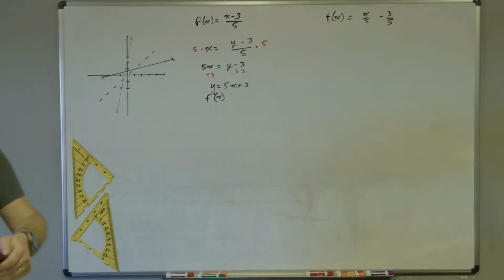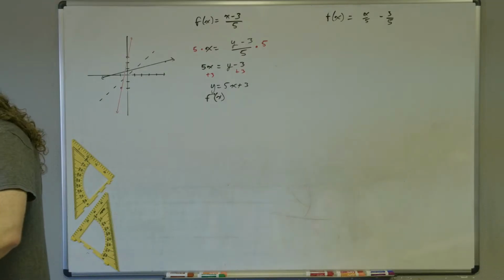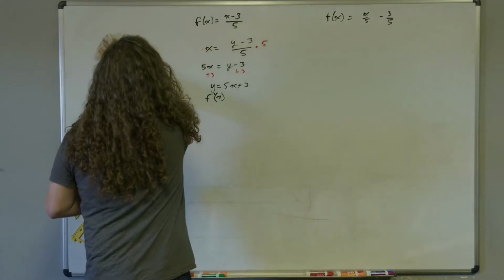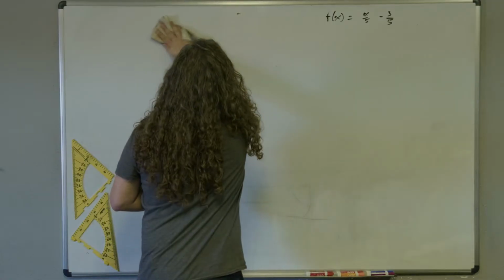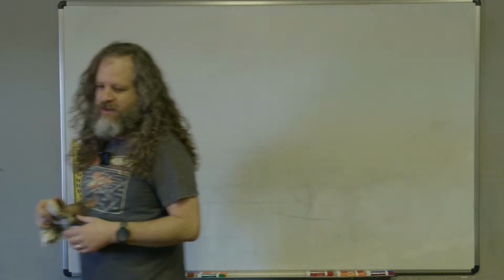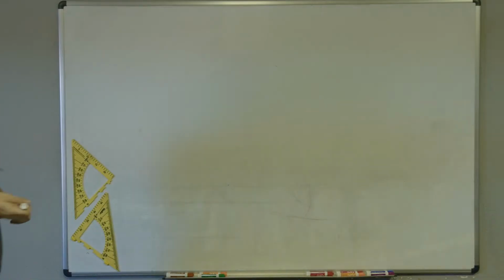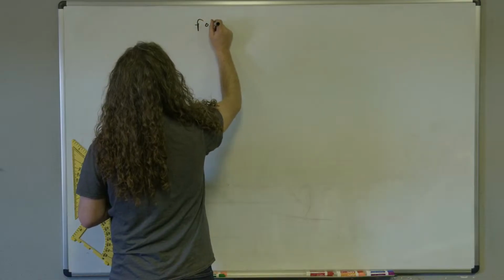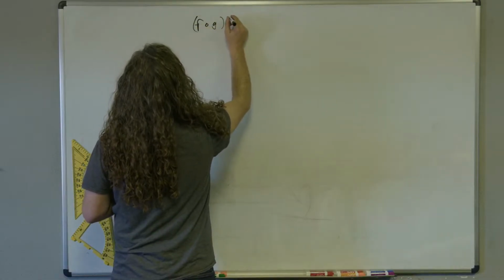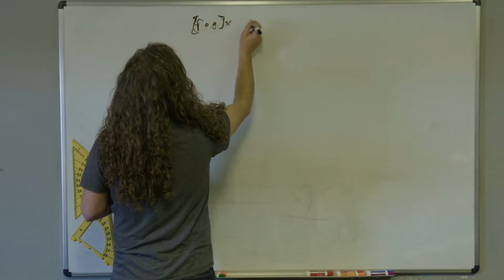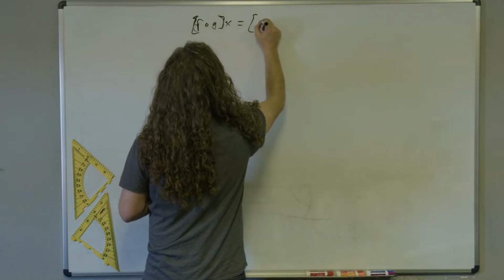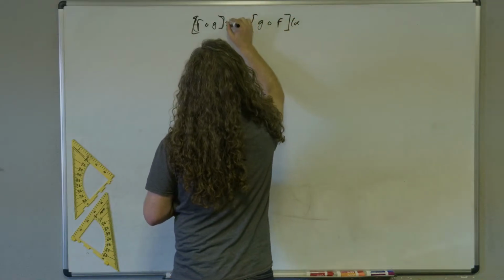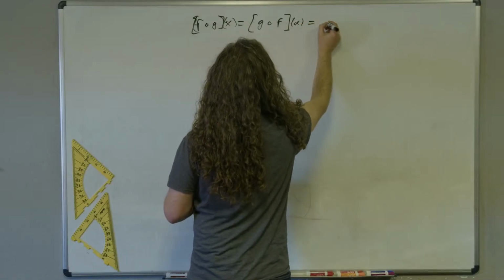Yeah, there's one more thing that I need to teach you, and then I will let you go. That is questions where it says, are these two functions inverses of each other? If two functions are inverses of each other, then f of g of x is the same as g of f of x, and they both equal x.